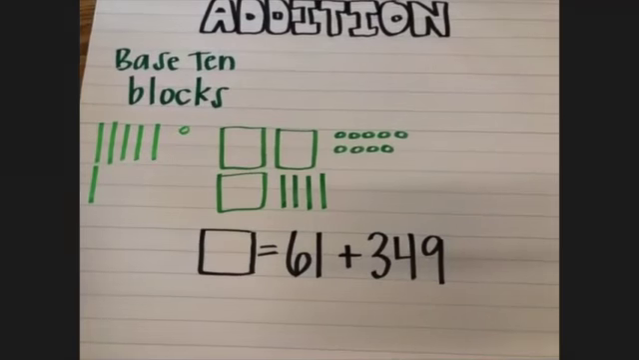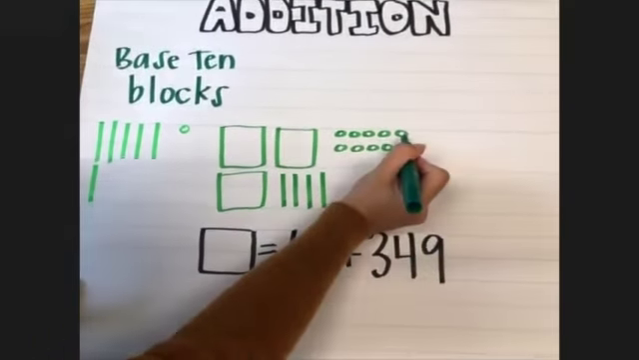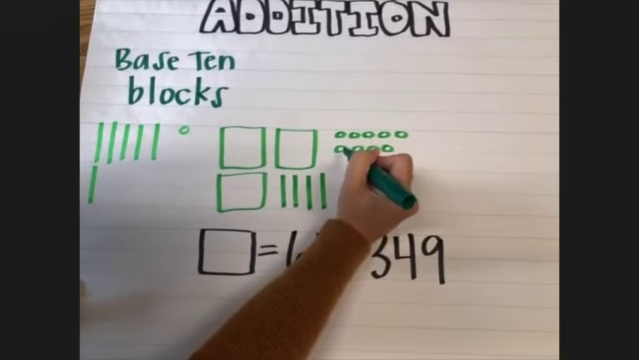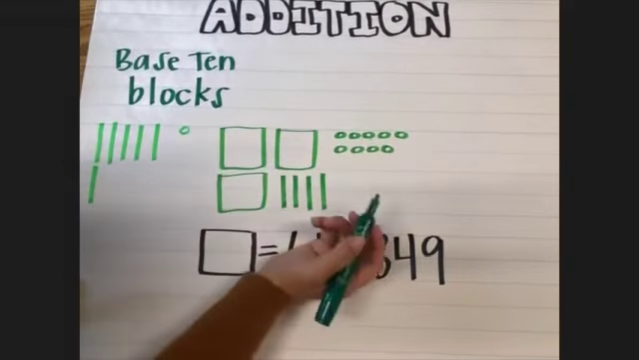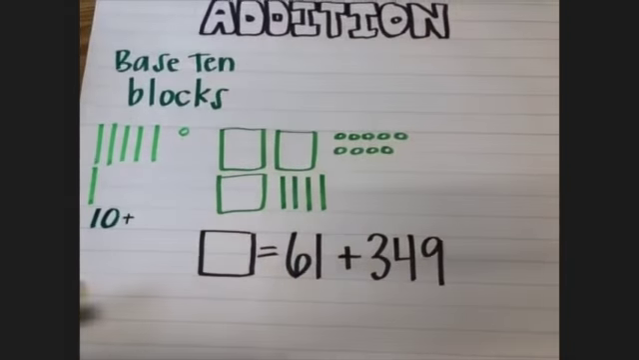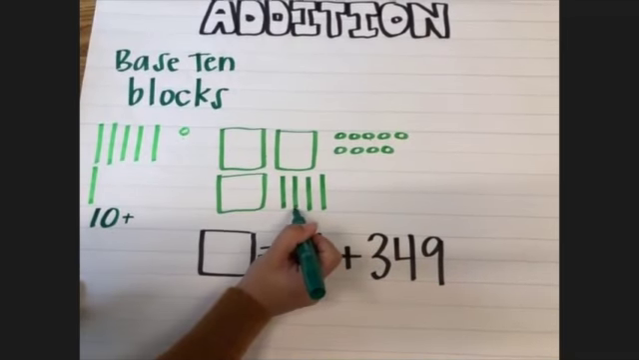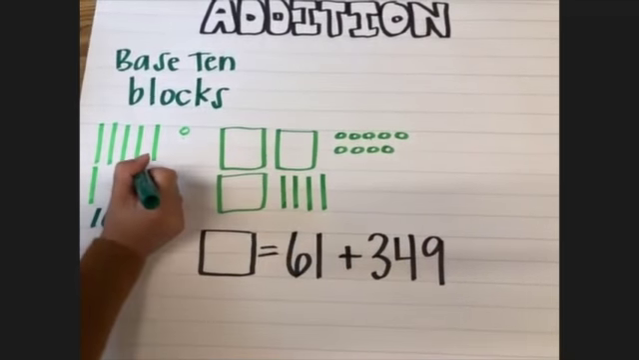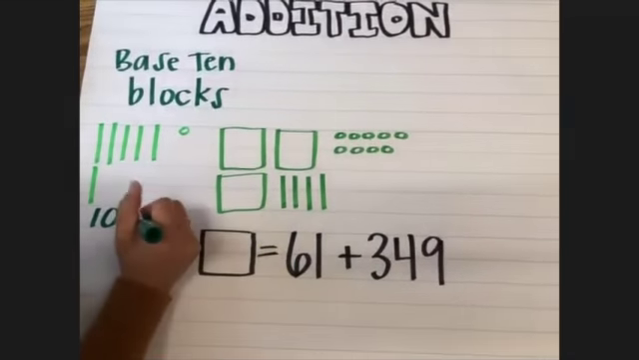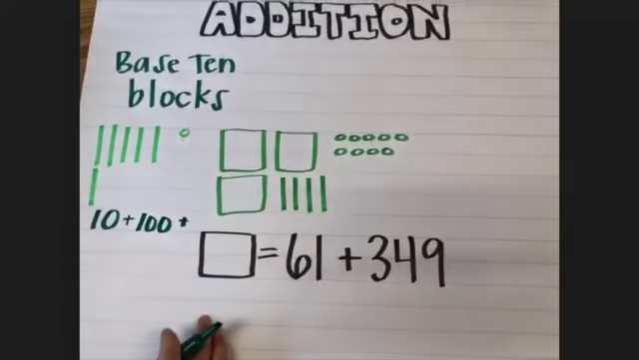So I'm going to start with my ones, and I'm going to count my ones. I have 1, 2, 3, 4, 5, 6, 7, 8, 9, 10. So I have 10 ones. So I'm going to take note of that here. Okay. Let's go to my tens. I have 10, 20, 30, 40, 50, 60, 70, 80, 90, 100. I have 100 in total.